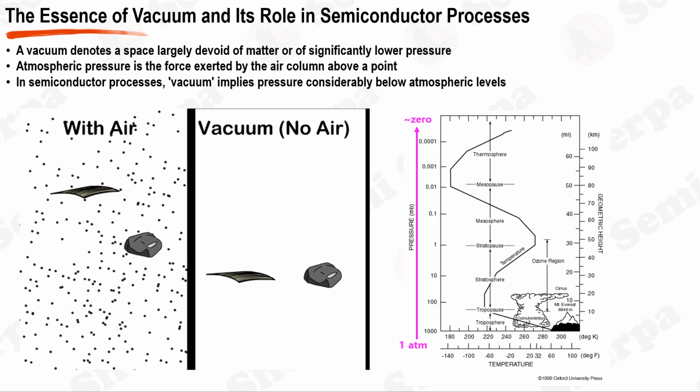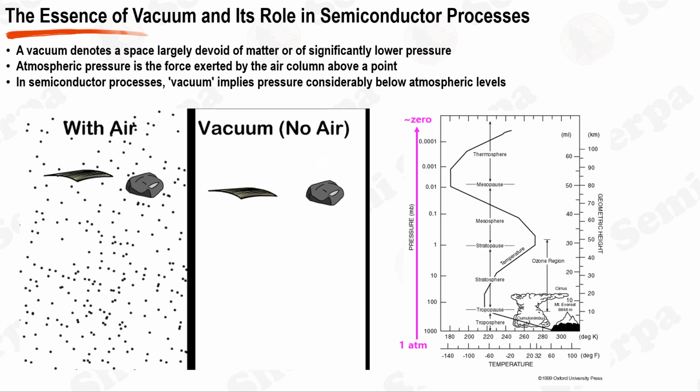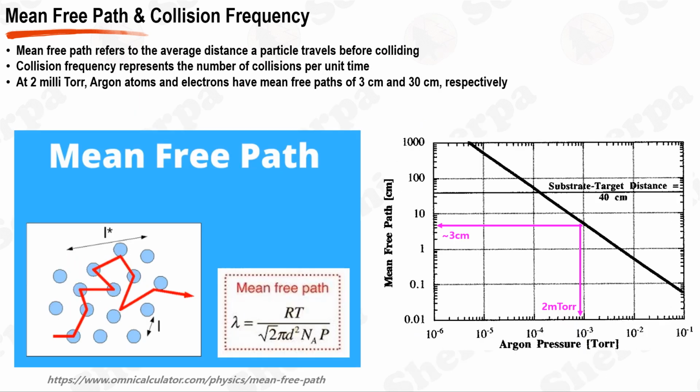However, in the semiconductor industry, vacuum doesn't imply absolute absence of air particles. Instead, it denotes an environment where pressure is considerably below atmospheric levels. Unraveling the fabric of vacuum in semiconductor processes, let's focus on two key concepts: mean free path and collision frequency. The mean free path refers to the average distance a particle, such as an atom or a molecule, can move before it collides with another particle. Collision frequency, on the other hand, describes the number of collisions that a particle undergoes per unit time.